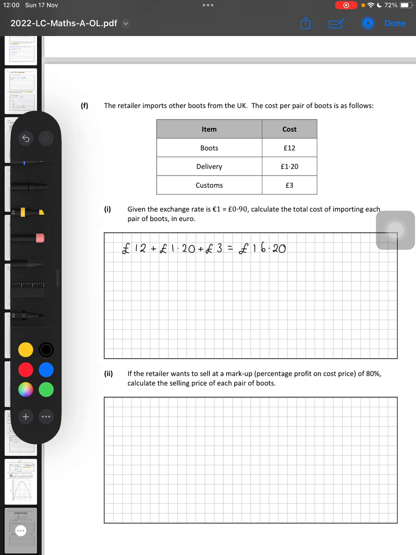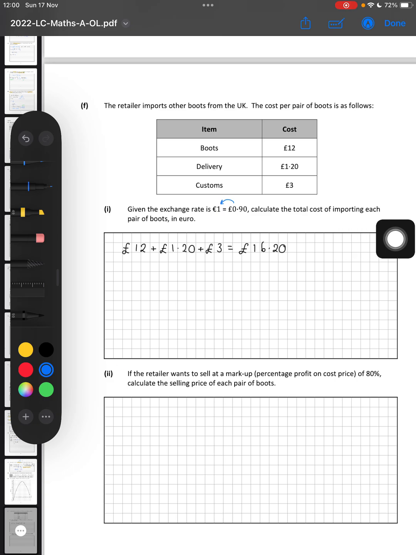£16.20. Now, it doesn't want just the total cost of importing. It says find the total cost of importing in euro. So we have an exchange question here. Remember how we do our exchanges? We have two ways. From pounds to euro, we would have to divide by 0.9 to get to 1. Anything over itself gets me to 1.